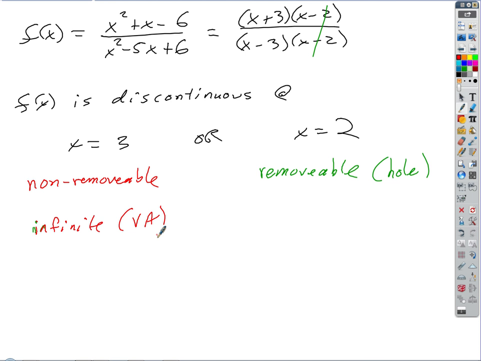It's a vertical asymptote, right? Okay, so now what if we want to go one step further? Let's say that we want to define f of 2 in such a way that this function is made continuous, at least on that one interval, at least at 2. So we want to fill this in. We want to remove the removable discontinuity.